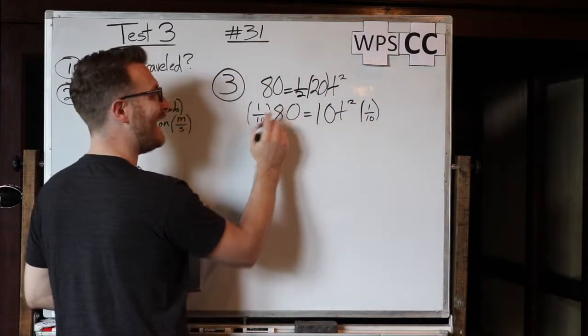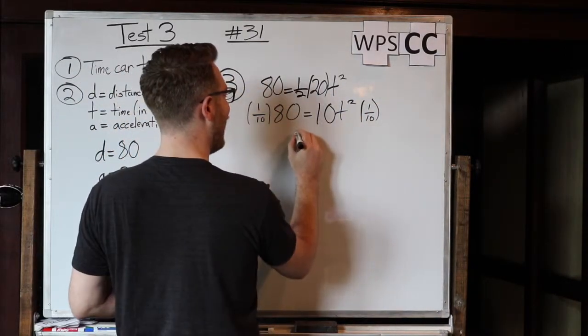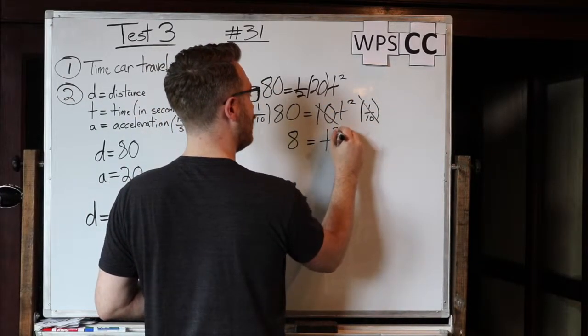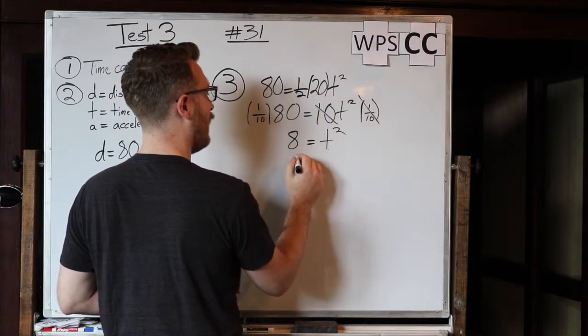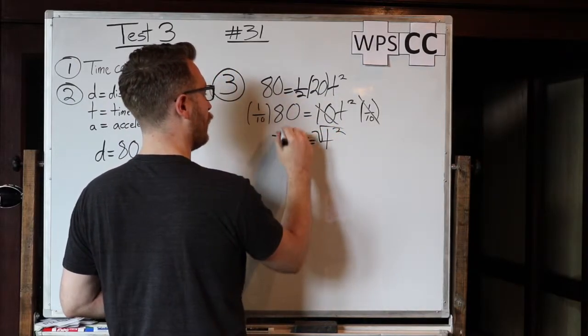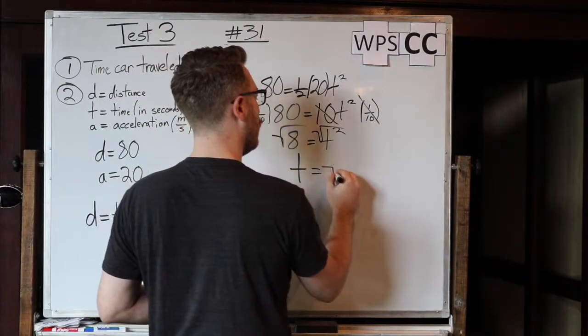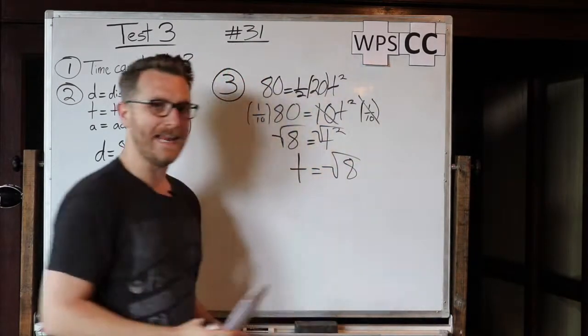So what will that give me? 80 over 10 will give me 8. These two 10s will cancel out and I have t squared. So now if I take the radical of both sides, I know I have t equals radical 8.